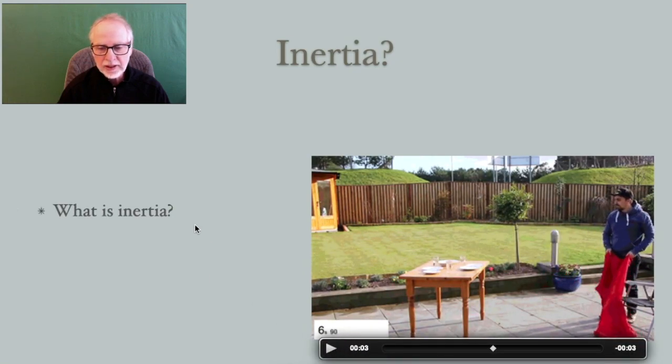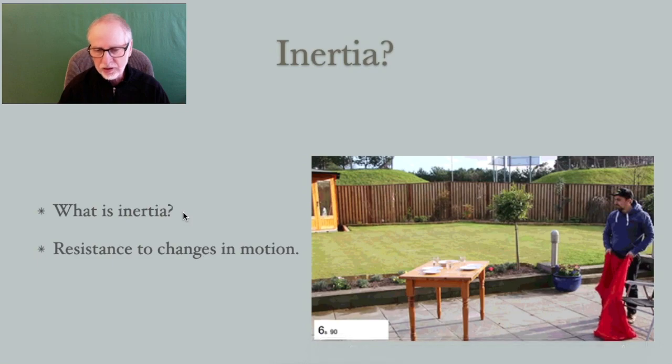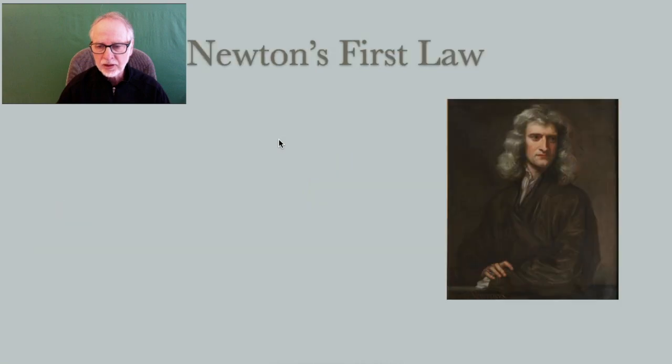So exactly what is this thing called inertia? Well, it's very simply resistance to changes in motion. That's it. If you think about this in this particular GIF, we've got this situation where the plates remain on the table because they are resisting changes in motion. And this is a key concept to the Newtonian concept of motion and inertia.